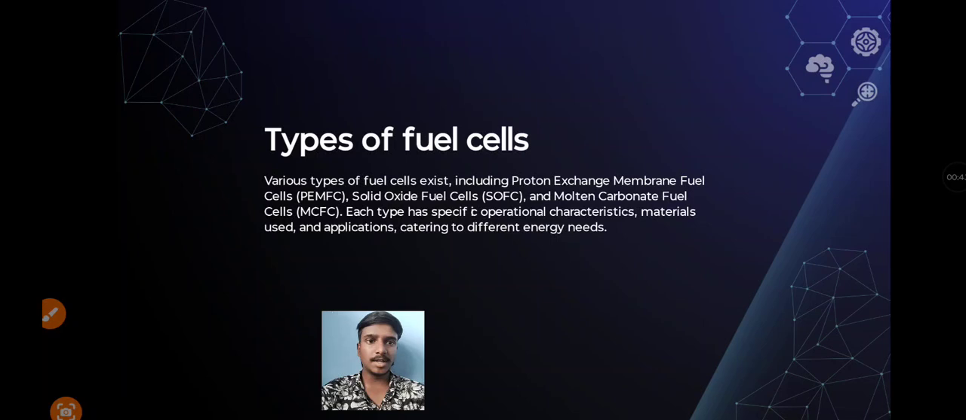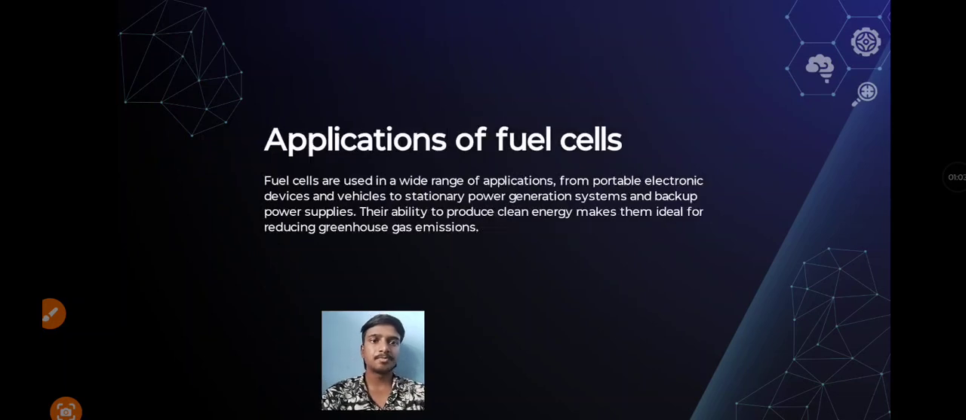Types of fuel cells. Various types of fuel cells exist, including proton exchange membrane cells, solid oxide fuel cells, and molten carbonate fuel cells. Each type has specific operational characteristics, materials used, and applications catering to different energy needs.